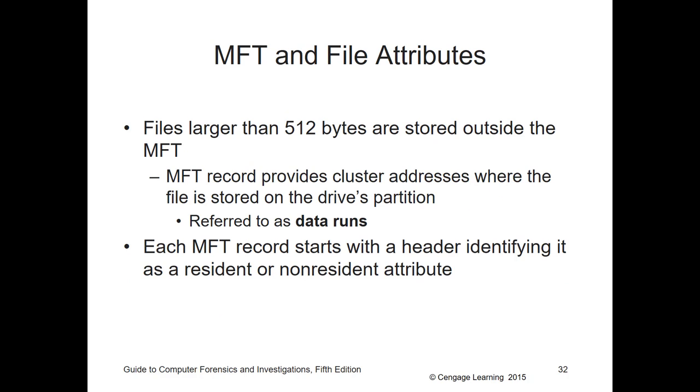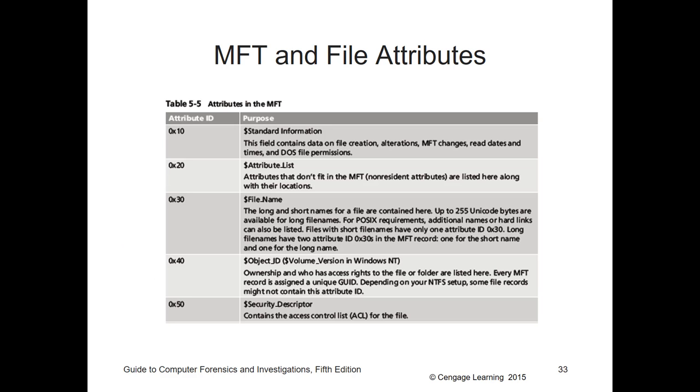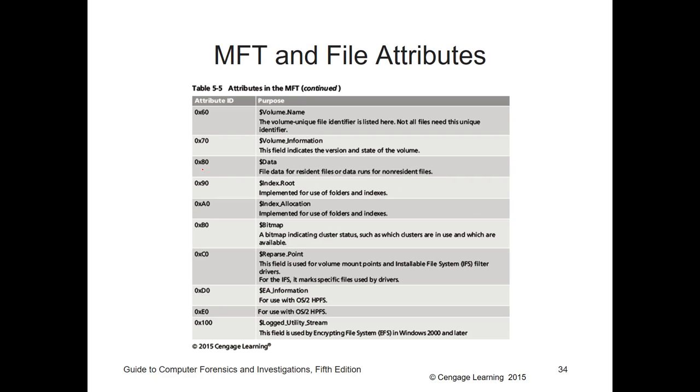Files larger than the traditional 512 bytes are stored outside the MFT, and MFT records provide cluster addresses where the files are stored on the drive partition. That's called a data run. Each MFT record starts with a header identifying it as a resident or non-resident attribute. Here are the appropriate attribute IDs: object ID, security descriptor, and this one is really big, the security identifier. Does it begin with 0x50? File name 0x30. Attribute 0x20. And so forth. Other common ones are going to be the data, bitmap, reparse portions, and so forth.